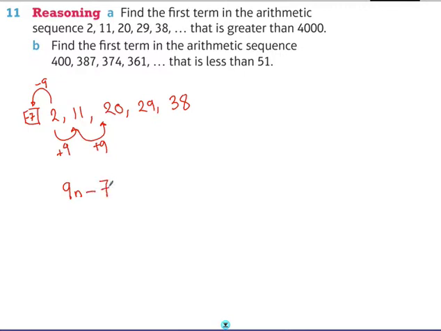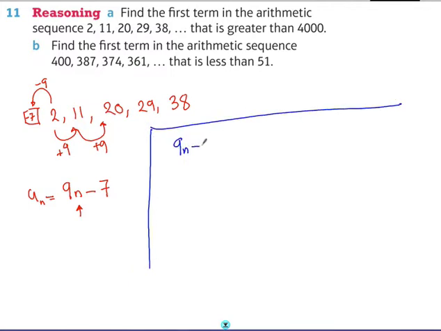So u_n is equal to 9n minus 7. Now we need to find an n position that is greater than 4,000. So it's the first term that is greater than 4,000. What we do for this, I'm going to use a different colour pen and we'll start writing here. What we do is we equate it to 4,000 and try to solve it.